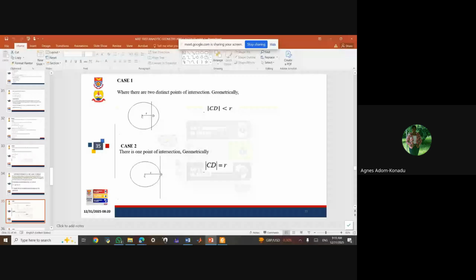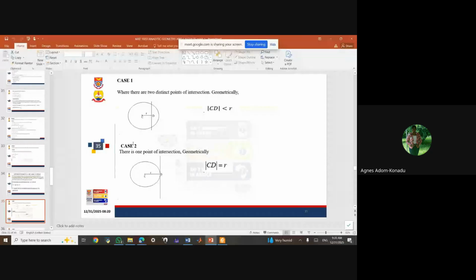So I'm looking at a line and a circle. The line can be a chord to the circle like this. So I have the circle and the line being a chord, so it will cut the circle at 2 points. When we compare the distance, we can see that the distance CD will be less than the radius, because the radius goes from the center to the other point. So when the line is a chord and touches the circle at 2 points, the length CD will be less than our radius.